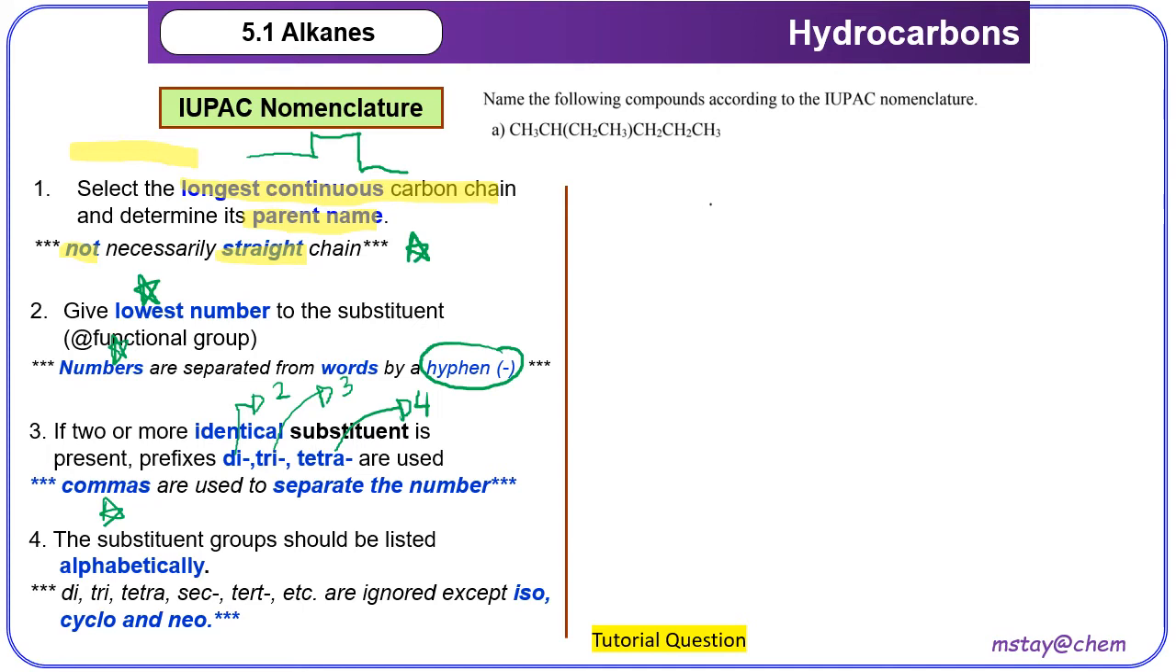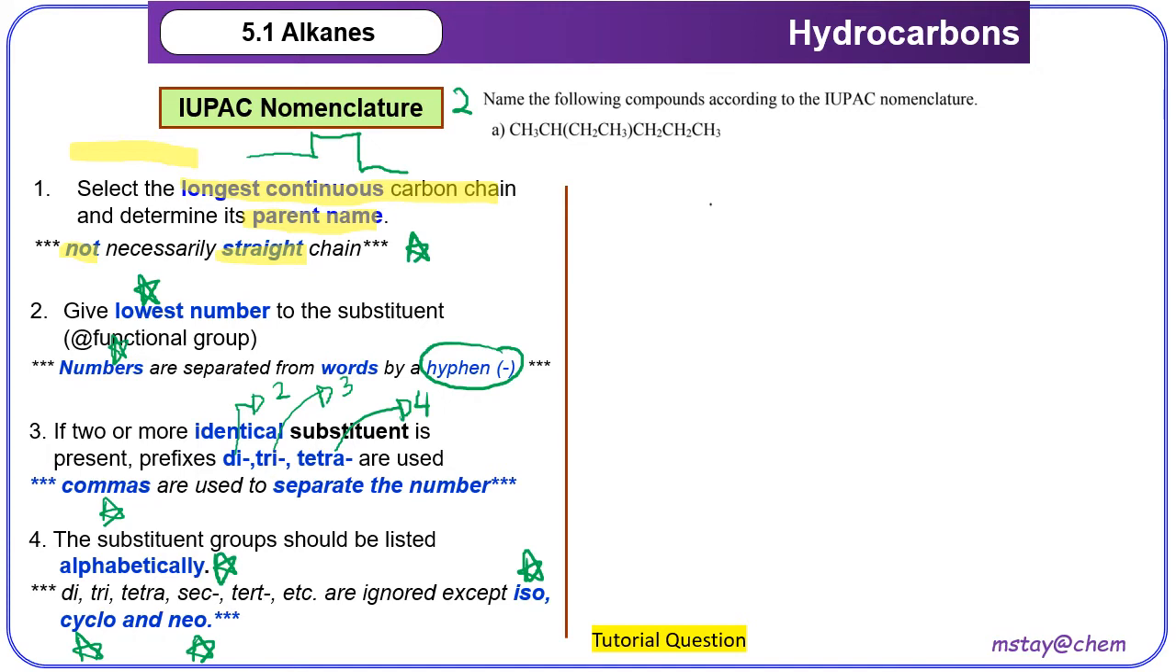So step number 4, after we give the name to the substituent and we have identified the longest carbon chain, we have to arrange the substituents in alphabetical order, where we need to consider iso, cyclo, and neo. Now let's look at tutorial question number 2. Name the following compound according to the IUPAC nomenclature.